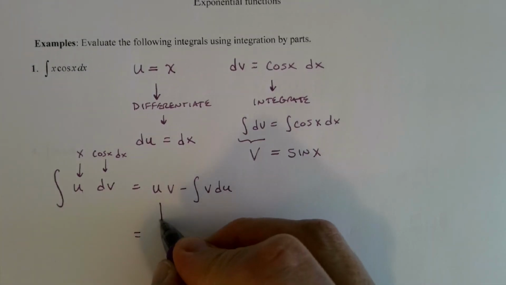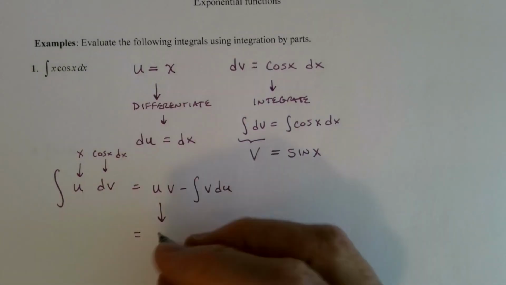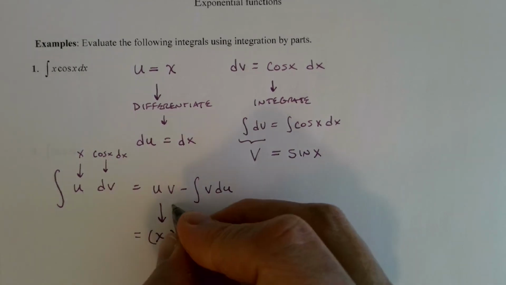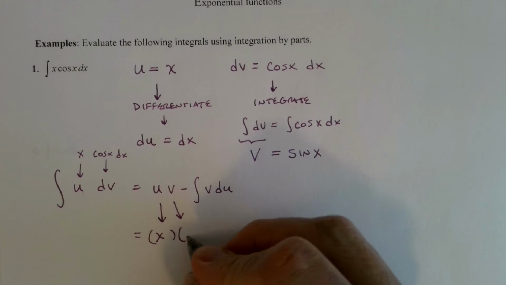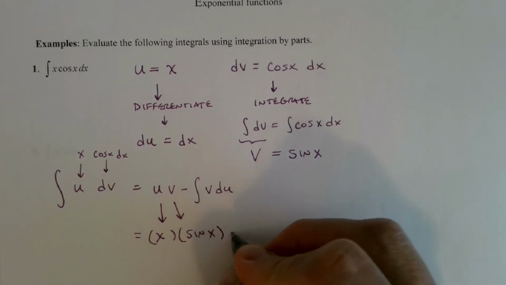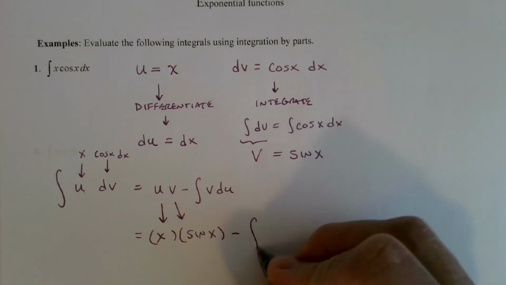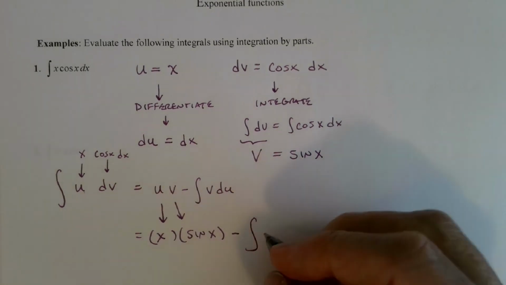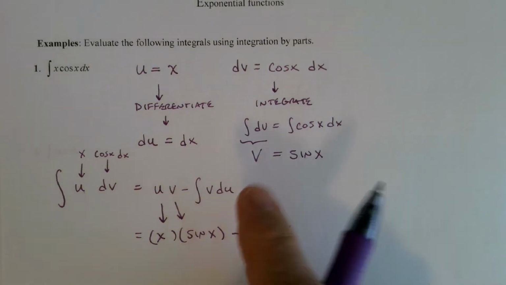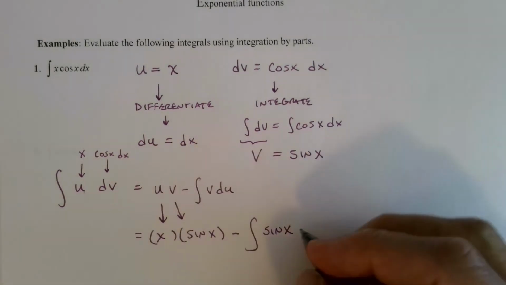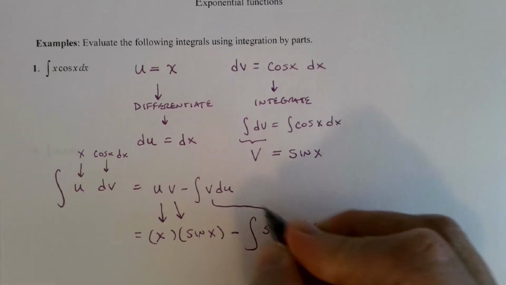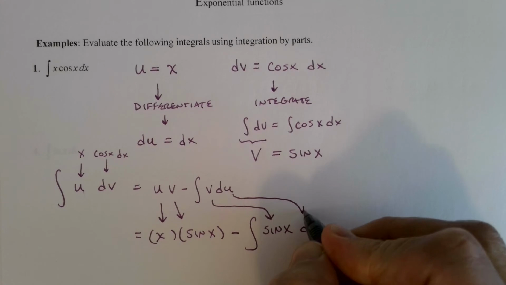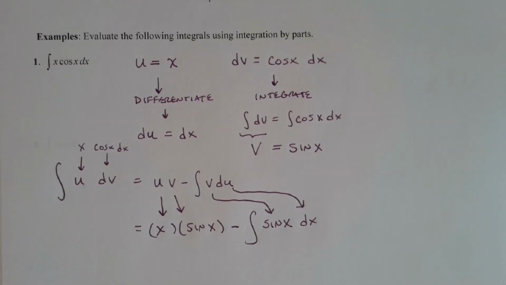So what do I got for u? Well, u is x. What do I got for v? Well, v we had to compute is sine of x, minus integral v, which is sine of x, but don't forget your du. What's your du? du is dx. So everything gets replaced with its appropriate expression.